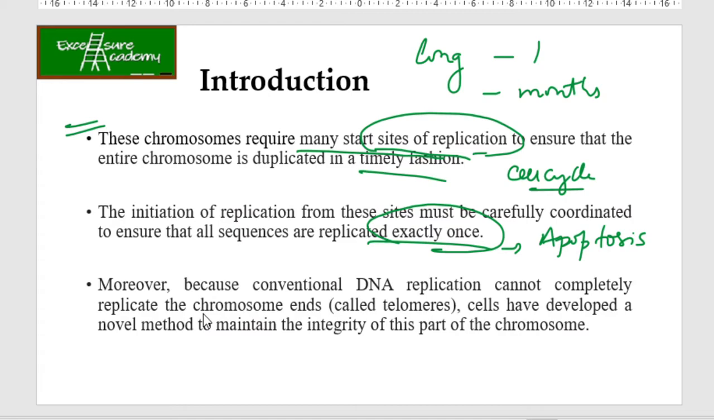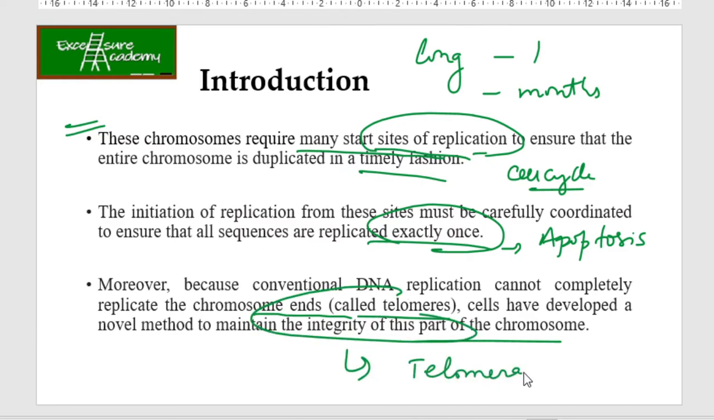Moreover, because conventional DNA replication cannot completely replicate the chromosome ends, that is the telomeres, cells have developed a novel method to maintain the integrity of this part of the chromosome. We will study this portion at the end, and there we are going to talk about telomerase. How exactly is telomerase helping in maintaining the structure of the telomeres? Otherwise, with each round of replication, the DNA length is going to get shortened.